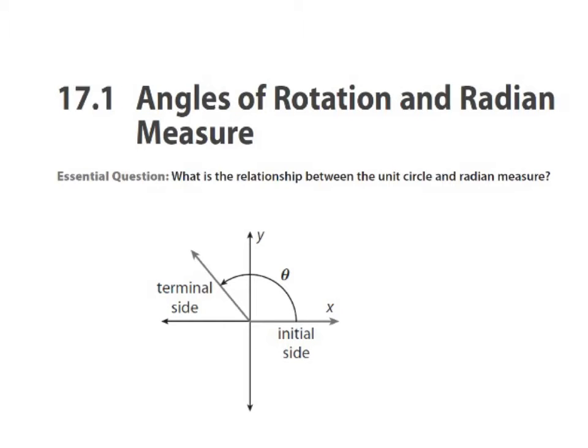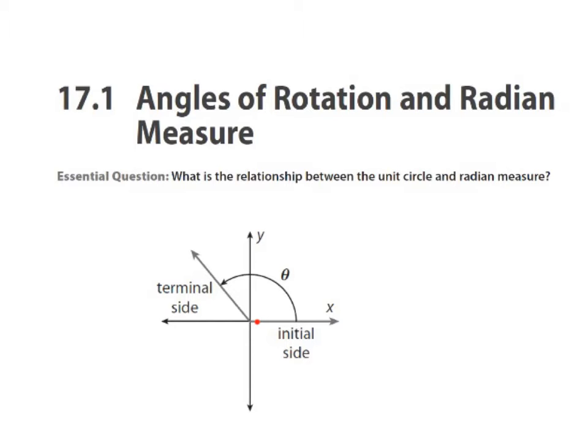In this lesson, we're going to look at angles of rotation and measuring those in radians. We'll come back to our trig functions in our next lesson, but today we're going to focus strictly on angles of rotation. In the diagram on your screen, there is an angle of rotation drawn. Its starting side, our initial side, is on the x-axis.